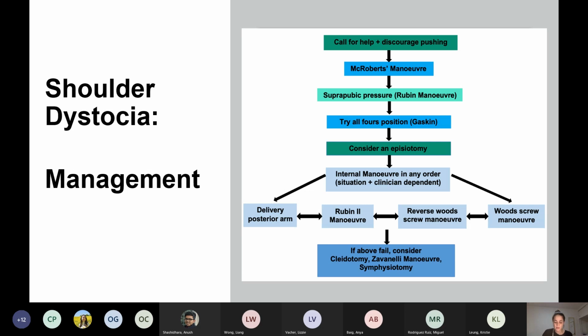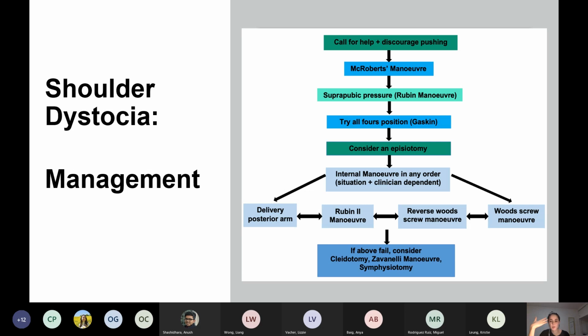If it doesn't work, you can apply suprapubic pressure, which is called a Rubin manoeuvre. Don't worry about all the names of these, you just need to know what you would do first, kind of thing. Basically you apply pressure behind the anterior shoulder of the baby, so behind the shoulders, to release the shoulder. And hopefully it will be delivered. And you can do this with McRoberts manoeuvre.